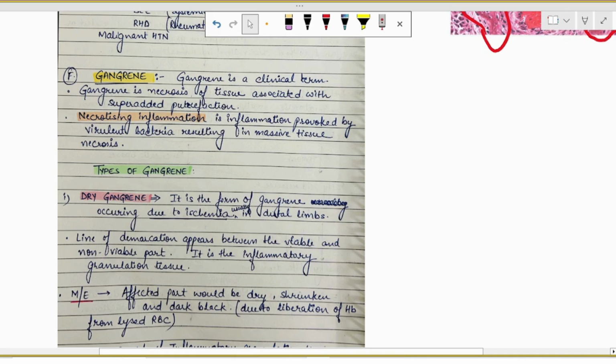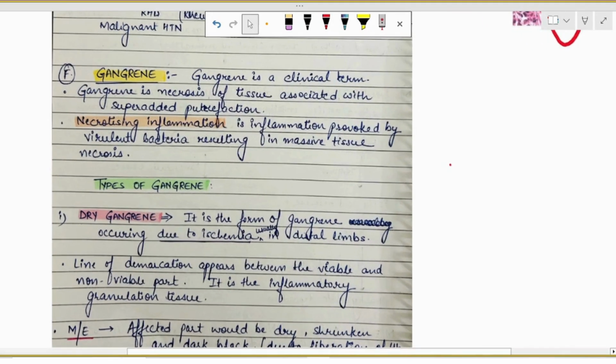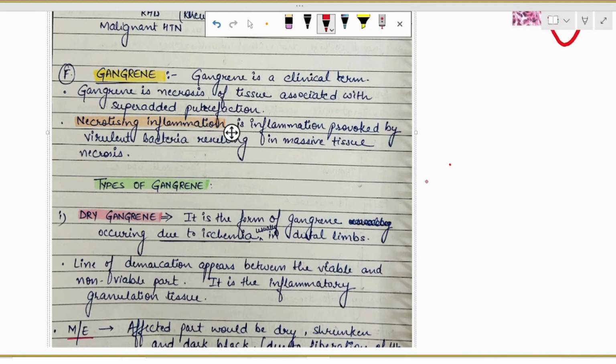What is gangrene? Gangrene is more of a clinical term and less of a pathological term. And gangrene is the necrosis of the tissue associated with superadded putrefaction. That is, it is necrosis plus there is additional putrefaction of the cells. The necrotizing inflammation is the inflammation provoked by virulent bacteria, resulting in massive tissue necrosis. So, what are the types of gangrene?